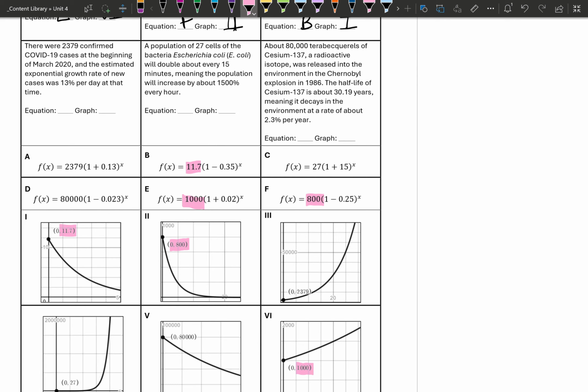The next problem: there are 2,379 confirmed COVID-19 cases at the beginning of March 2020, and the estimated exponential growth of new cases is 13% per year. If you want a chance to pick out the equations yourself, I'm going to tell you which ones they are for these 3. So if you wanted to take a moment, you can pause after you read each of these problems and figure it out yourself. Okay. I would pick letter A here because of the 2,379, and using that same logic, I would pick the 3rd graph.